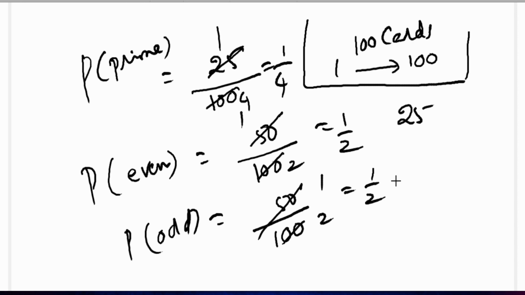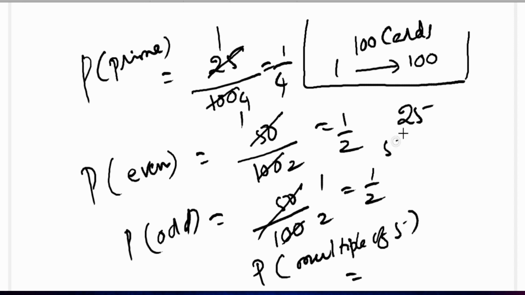Or they can ask the probability of a multiple of 5. Multiple of 5 means 5 ones are 5, 5 twenties are 100, so there are 20 multiples from 1 to 100. So you can say favorable outcomes is 20, the total outcomes is 100, 20 ones, 20 fives, it is 1 by 5.